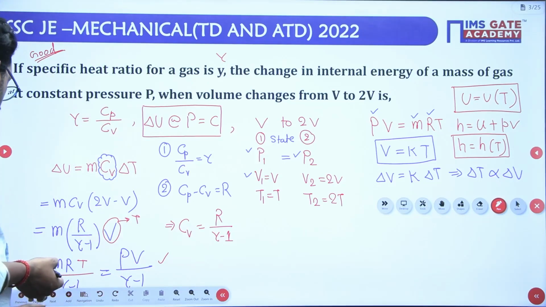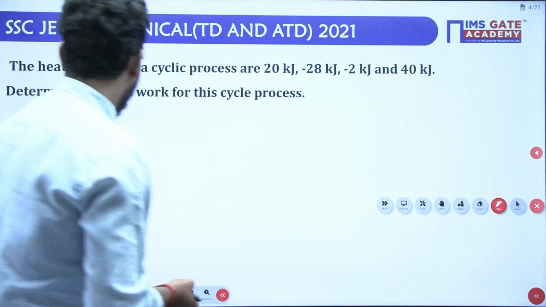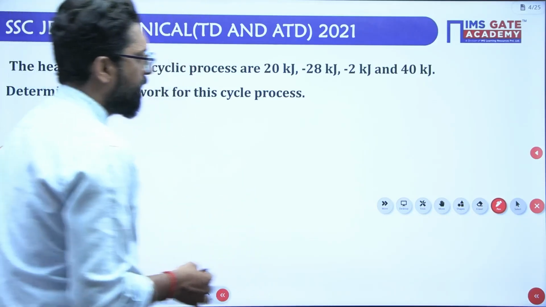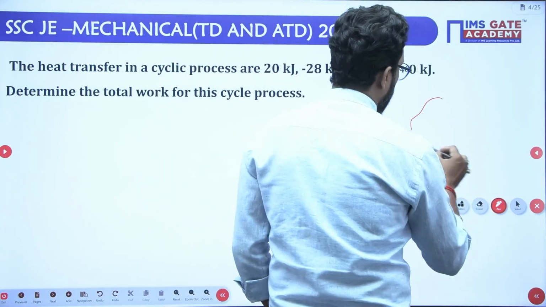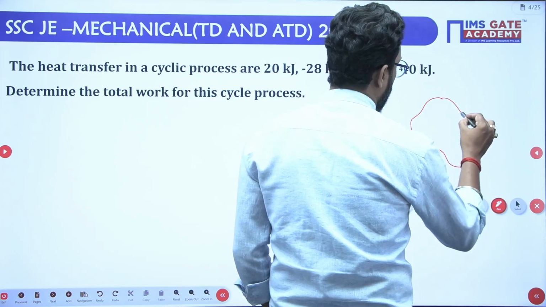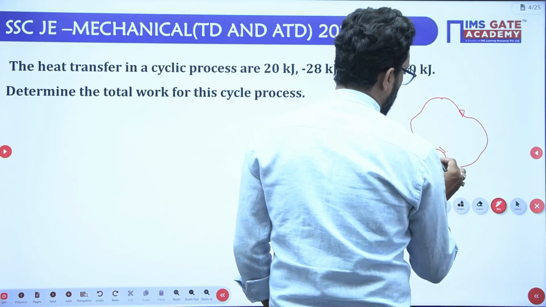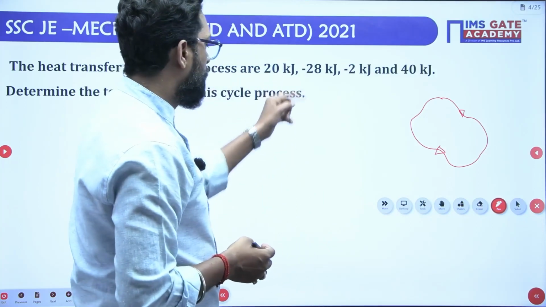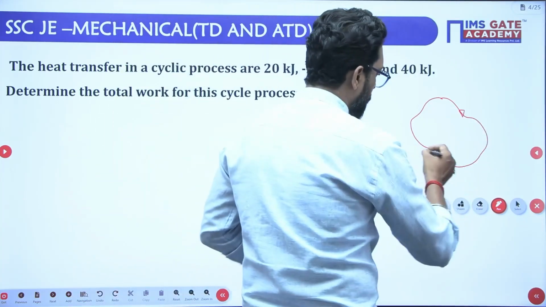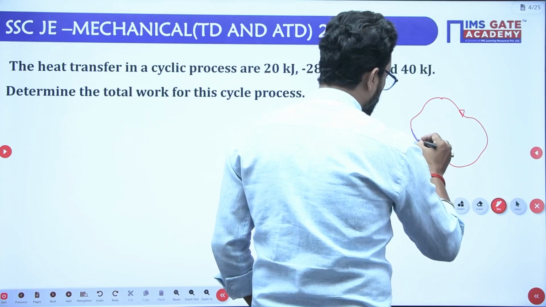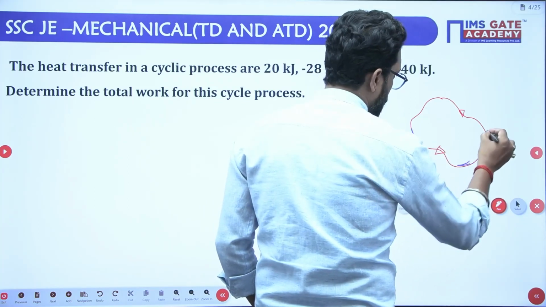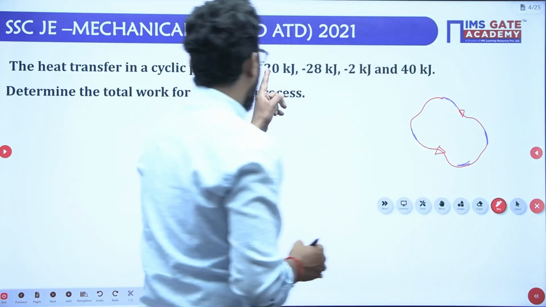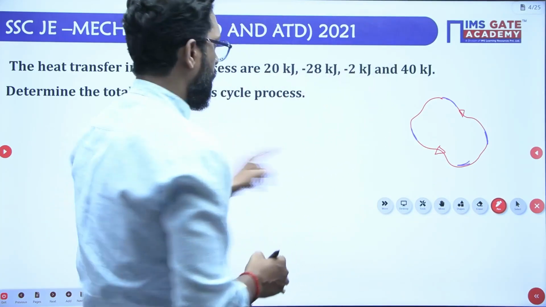Now, next question. The heat transfer in a cyclic process. Let's suppose this is a cyclic process, and heat transfer during the process is 20. Let's suppose this is your boundary, and there is another boundary, and another, a different boundary. So 1, 2, 3, 4. There are 4 boundaries.